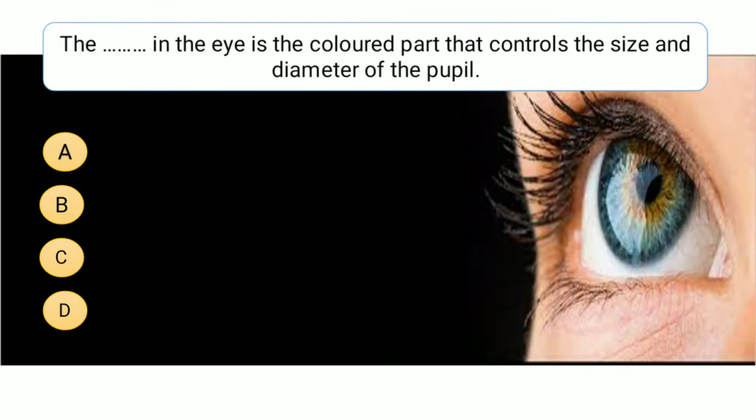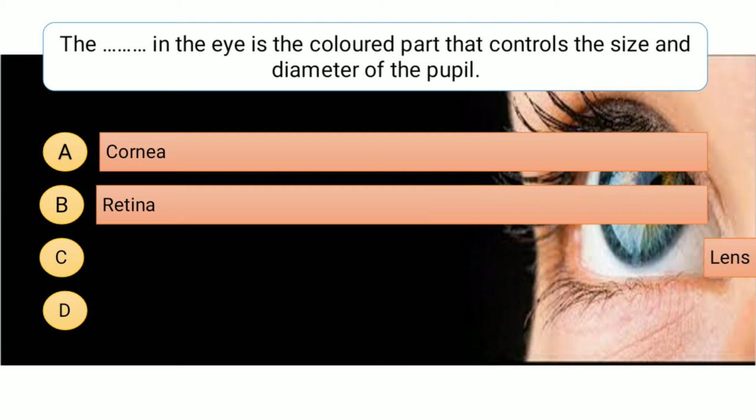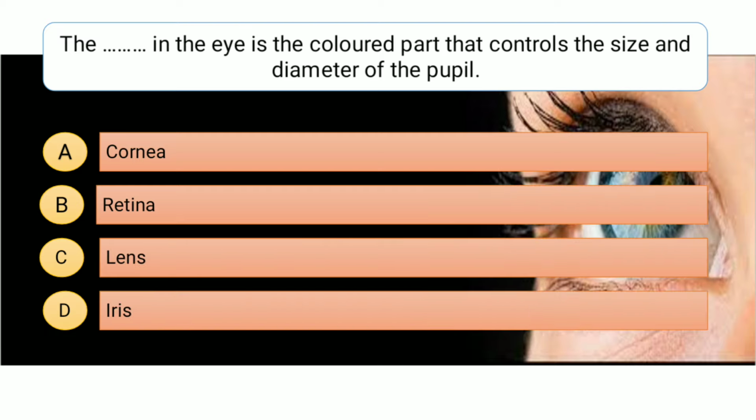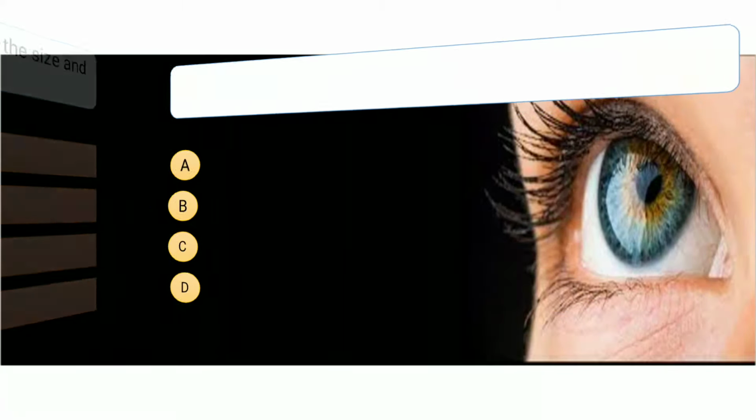The question is, the dash in the eye is the colored part that controls the size and diameter of the pupil. And the options are A cornea, B retina, option number C lens and option number D iris. So students, what do you think? The correct answer of this question is option number D, that is the iris. So iris in the eye is the colored part that controls the size and diameter of the pupil. It also directly affects the amount of light entering the eyes. Then moving to the next question.